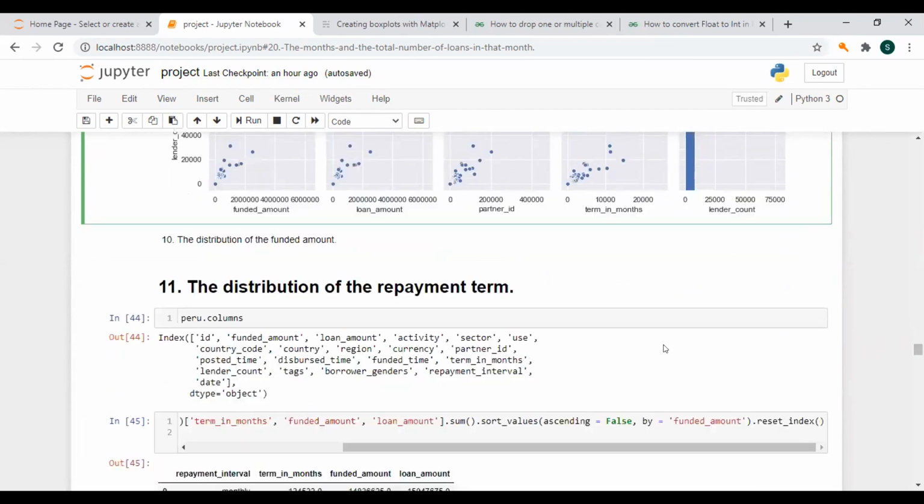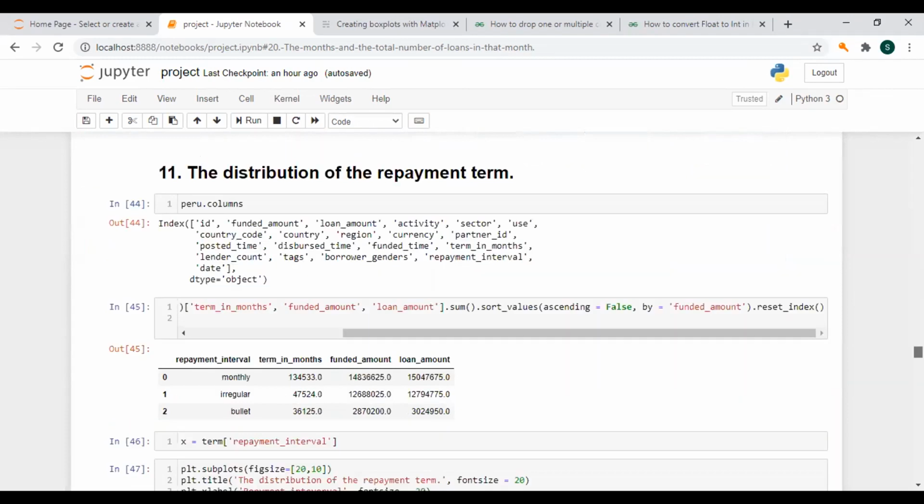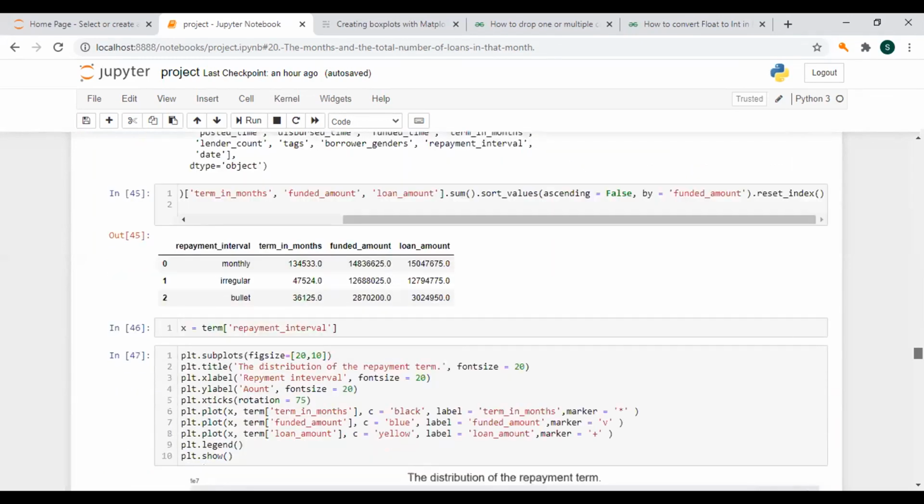Then the next question was talking about the distribution of payment terms. So I singled out the payment terms. So it was repayment, the loan amount, the term in months, and all that.